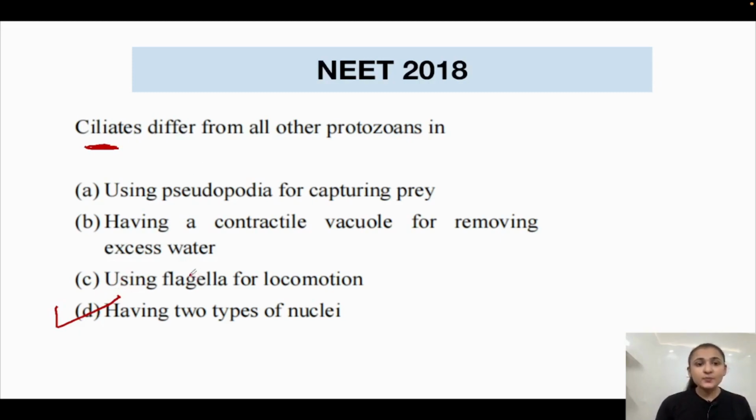In ciliated protozoans, two kinds of nuclei are present. That is, they show nuclear dimorphism. One large macronucleus is present and one small micronucleus is present. And this is the unique characteristic of ciliated protozoans which is not seen in any other type of protozoans. Okay, so that is how ciliates differ from all other protozoans in having two types of nuclei.